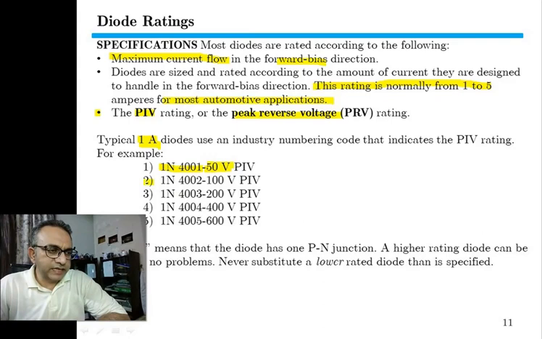Now let us come to the second example. The diode model is 1N4002. Again, this diode can also only handle 1 ampere, but this model can handle up to 100 volts. Likewise, 1N4003 can handle 1 ampere at 200 volt PIV, 1N4004 can handle up to 400 volt, and 1N4005 can handle up to 600 volt PIV.